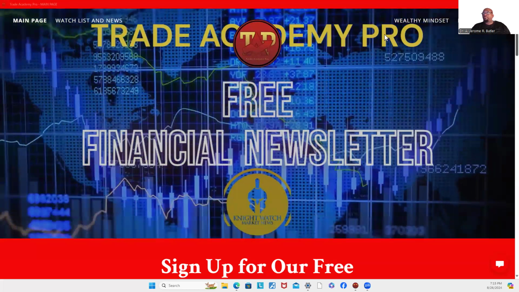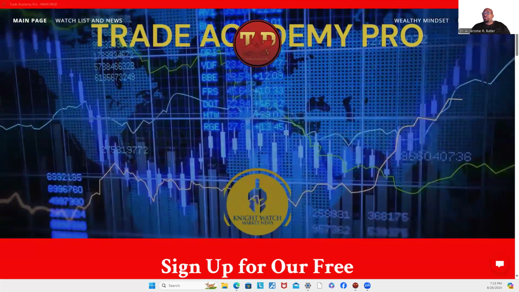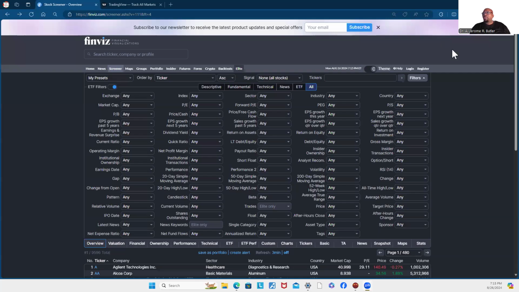As we get into this, tonight we're going to be using our two training apps. One is FinViz, and the other is TradingView. If you have Webull, or Moomoo as one of our members does, or Fidelity or Schwab, there's a host of brokerages out there, but for the most part most of them are going to give you the same platform that we have here.